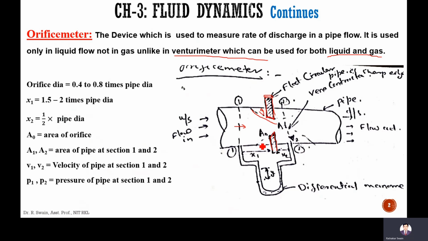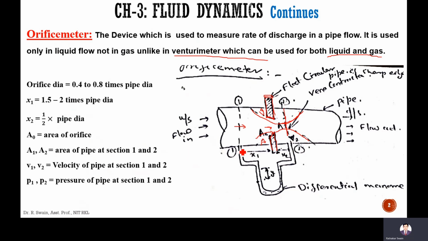Here there will be a little rotation due to boundary layer theory. Here the flow will be like this. And at some distance near this circular plate, somewhere here, there will be contraction of flow area. The contraction of flow area will occur just away from this edge. That contraction is called the vena contracta.